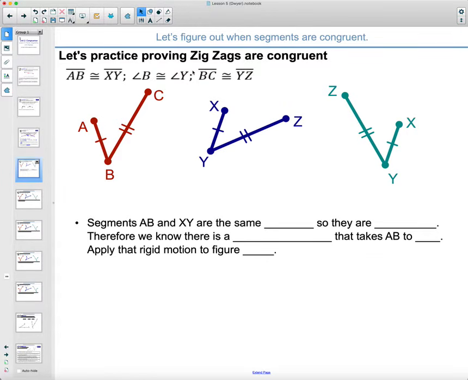Angle B is congruent to angle Y, and side BC is congruent to side YZ. Now we don't know which one we're talking about here, so I just drew two options. Segment AB and XY are the same length, because they told us that they're congruent. So these are the same length, so they are congruent.